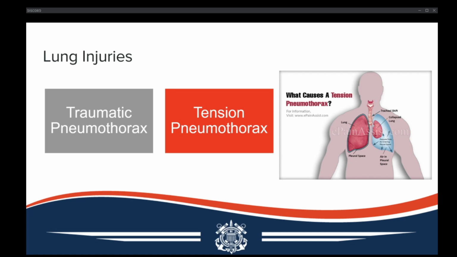So we've got two here. Traumatic pneumothorax and a tension pneumothorax. A traumatic pneumothorax is where the lung has been punctured externally. So if they've been stabbed in the chest or shot in the chest, that's what we call a traumatic pneumothorax. And then another one you've got is a tension pneumothorax. This is where the lung has been punctured internally, usually by a broken rib. So look for bruising or movement in the rib.